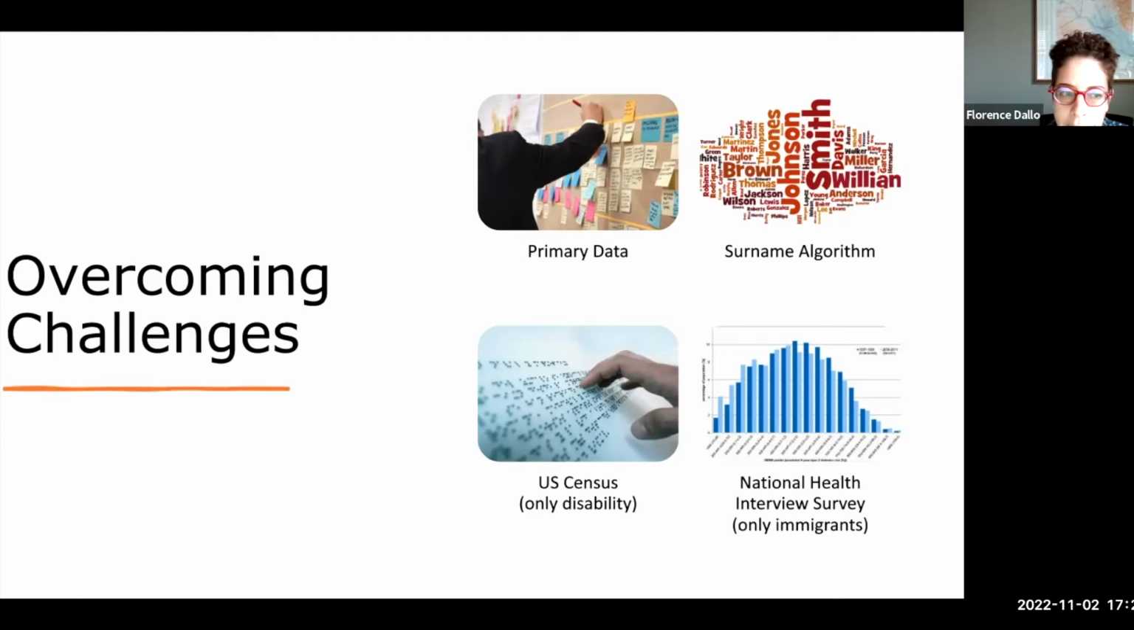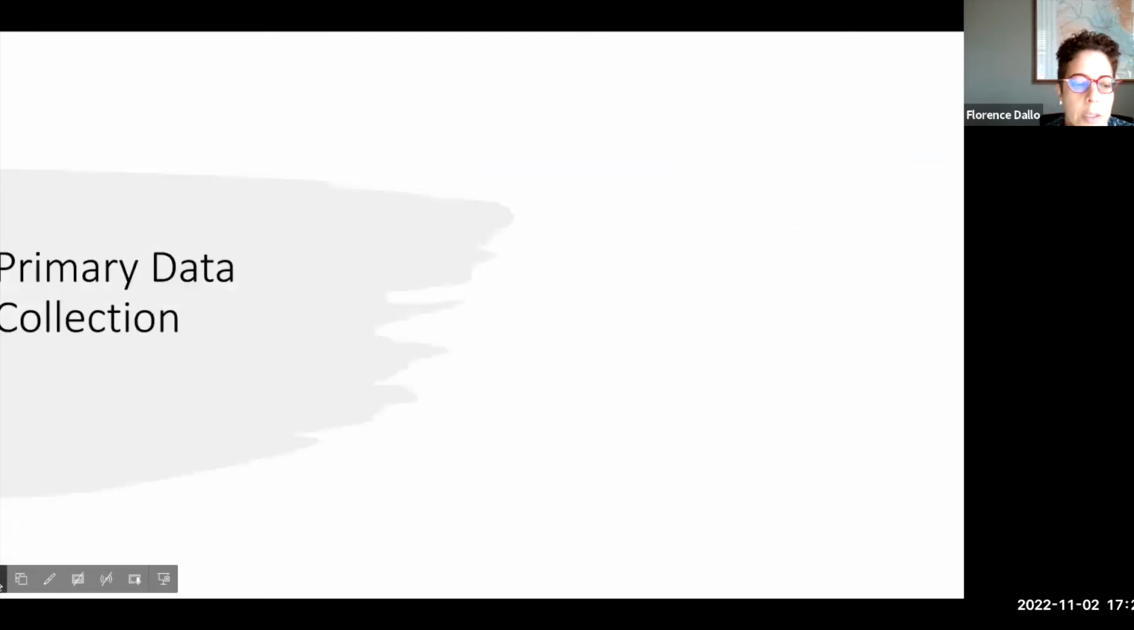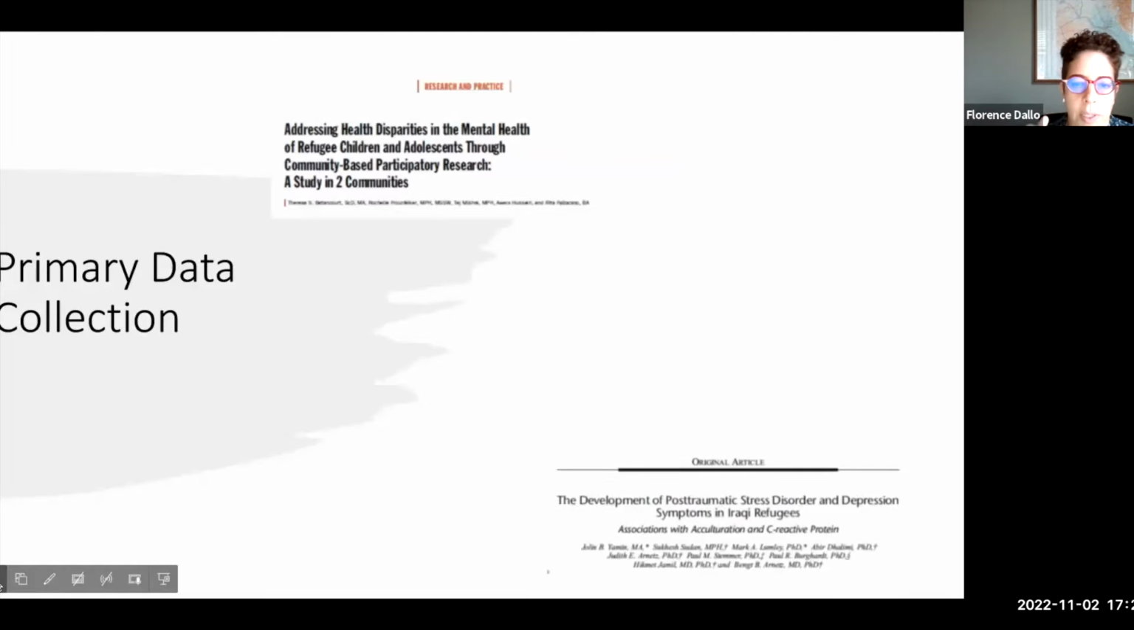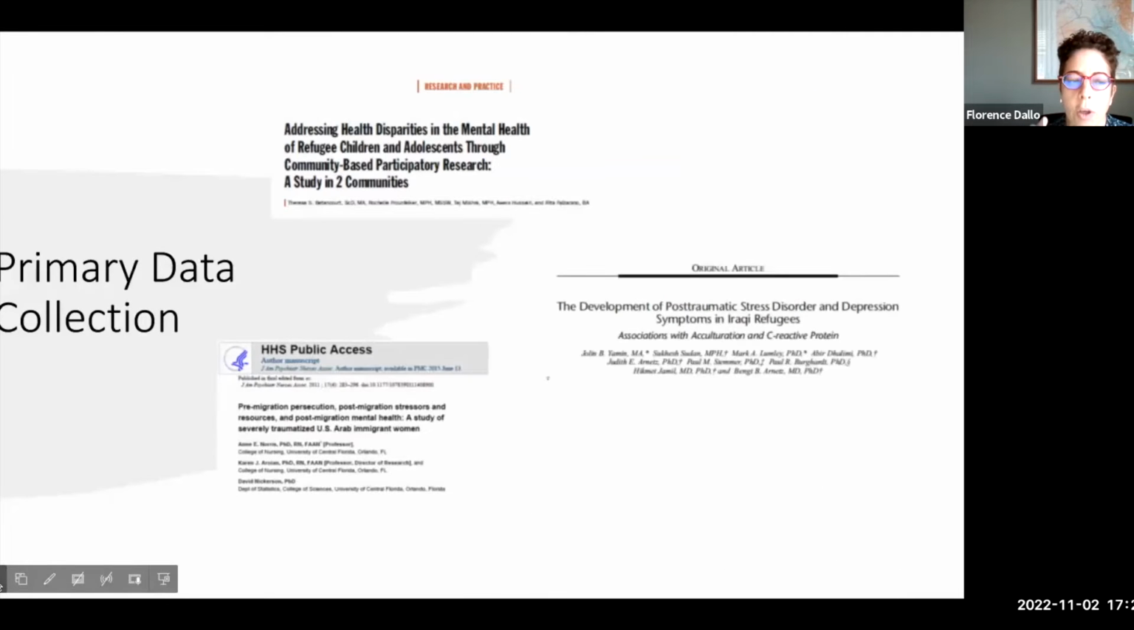So first, primary data. Next slide. And you can scroll through these. So obviously, a pretty easy way to include the MENA category in your research or your patient population or wherever you work and whatever you do is to collect your own data, is to ask people, are you of MENA background? And if so, I'd like you to participate in my study.